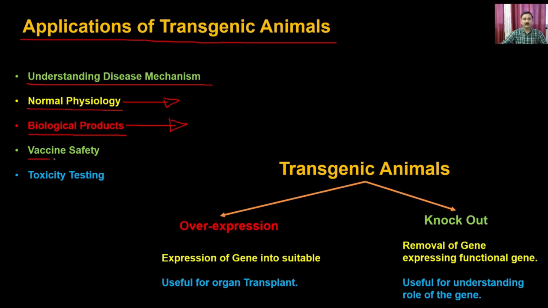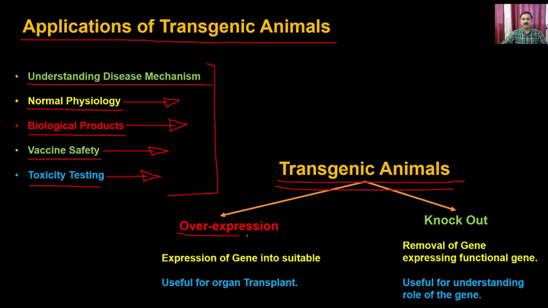You can also use them for testing purposes, whether it is testing of vaccines or of heterocyclic drug molecules. And you can do that because transgenic animals allow you to overexpress a particular type of protein, or to knock out that particular protein. If you overexpress, you have the expression of a gene in a suitable vector, and that is useful for different types of applications.